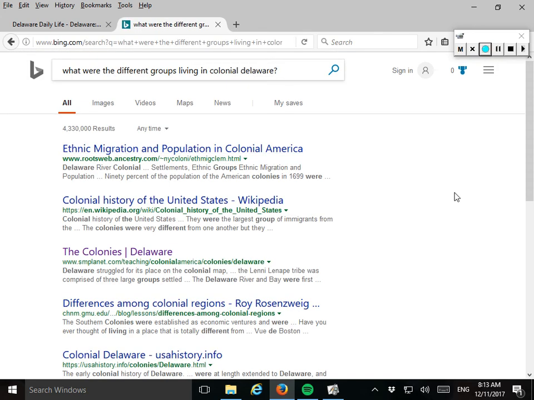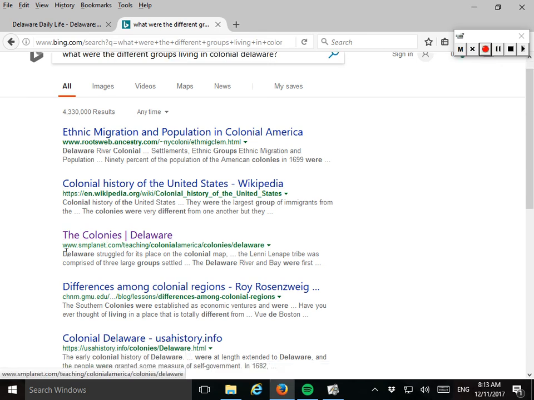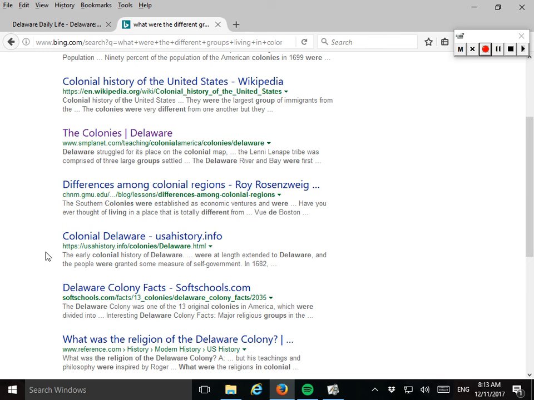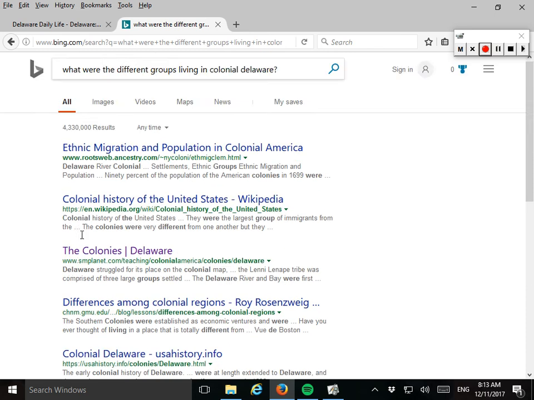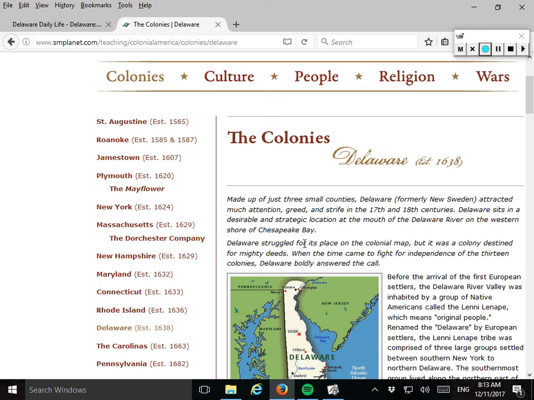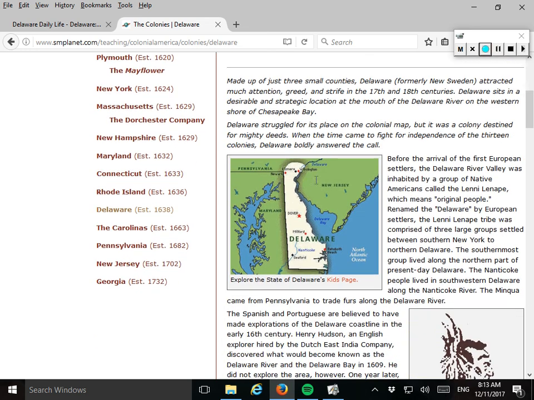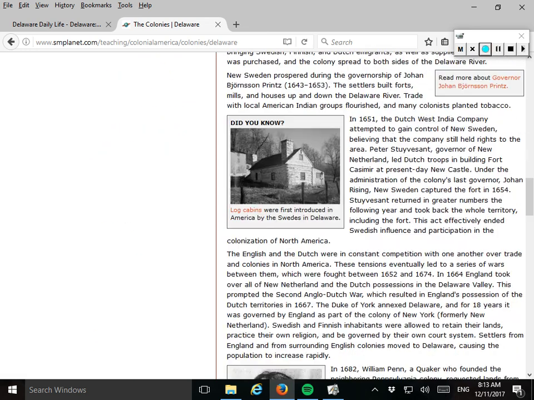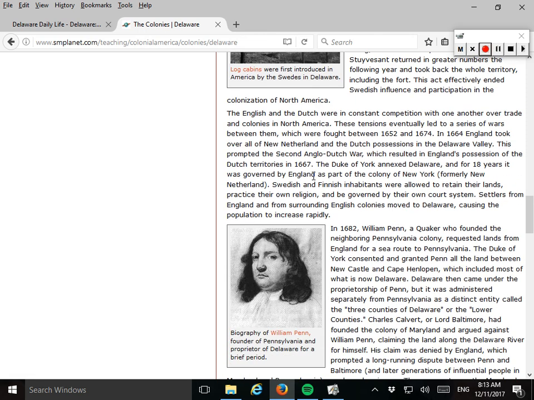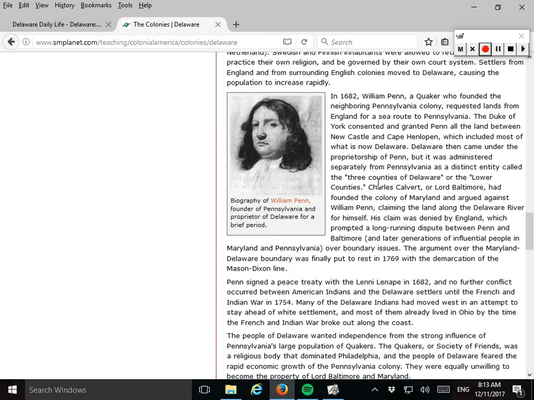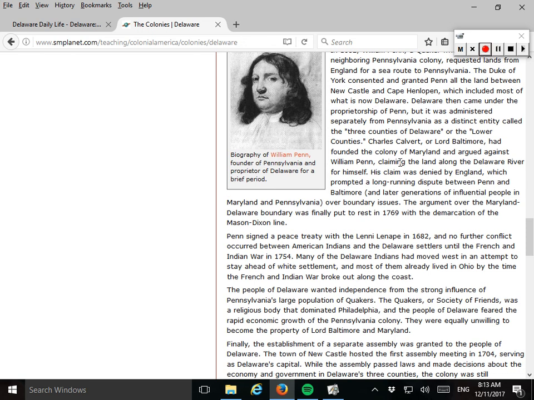So here I have colonial history of the United States, the colonies, Delaware, differences among colonial regions, colonial Delaware. And so if I start to look at these pieces, let's take a look at this one. This is a website that you might recognize. Now, on this website, there are lots of reading and information, and as I scroll through, I start to see that there were the Dutch and the Swedish and the English, so we've got a wide diversity of individuals who are coming from Europe.